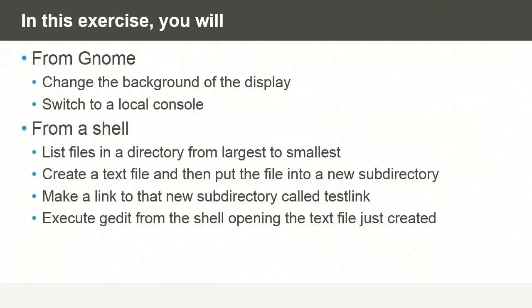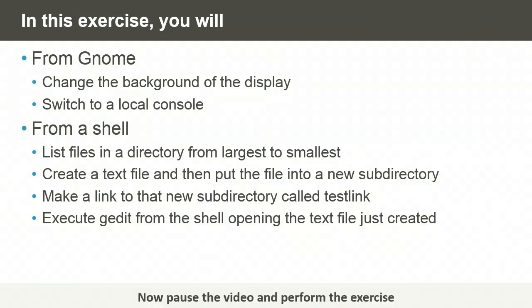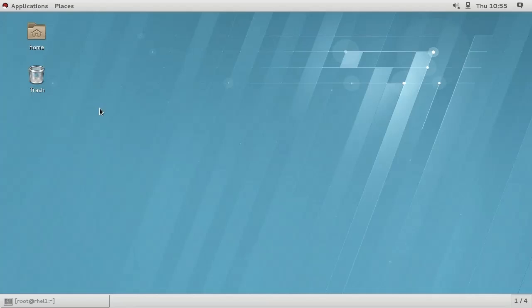We'll be making a link to that new subdirectory with the name of test link, and then finally we'll execute gedit from the shell to open the text file that was just created. Pause the video and then go ahead and try these tasks yourself and come back to see a possible solution. Now I'll demonstrate one way to accomplish the exercise tasks.